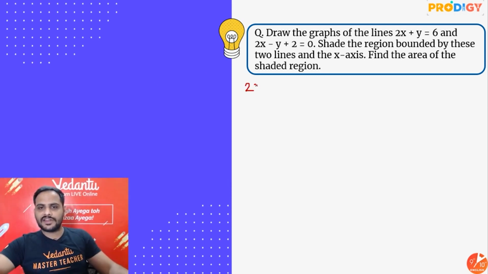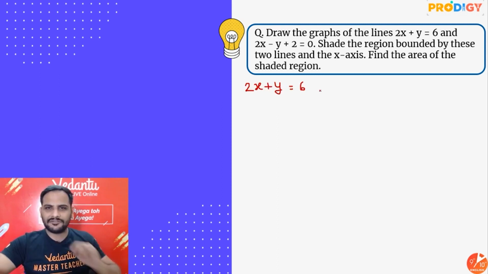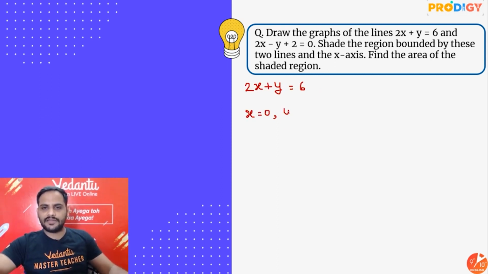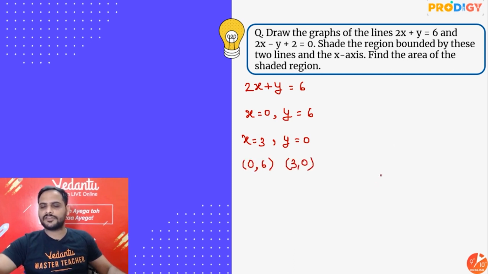So first equation I have 2x plus y equal to 6. So let's get different solution for it. If I put x equal to 0 in this, guys, y will be equal to 6. And if I put y equal to 0 in this equation, x will be equal to 3. These are my two solutions, 0, 6 and 3, 0 for the first equation.